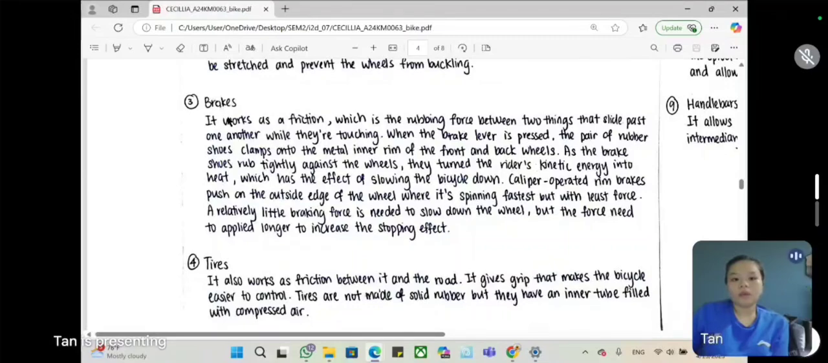And the brake works by friction, which is the rubbing force between two things that slide past one another while they are touching. When the brake lever is pressed, a pair of rubber shoes clamps onto the metal inner ring of the front and back wheels. When the brake shoes rub tightly against the wheels, they turn the rider's kinetic energy into heat. So after you stop your bike, usually the brake shoes will be incredibly hot.